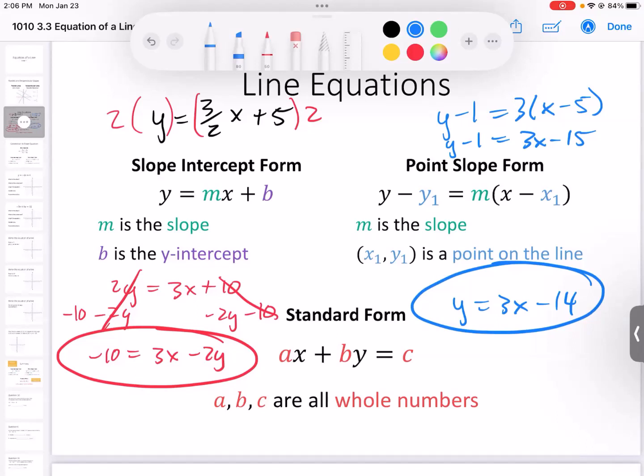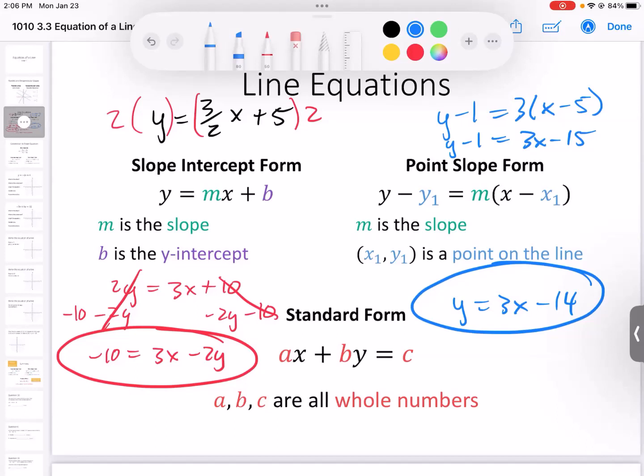So any line can be represented in any of the forms. You just kind of choose the form that ends up being the most useful. And in general, standard form is never going to be useful. So you'll basically just choose between those two. But sometimes they'll ask for the answer in standard form, so you'll have to convert it to that. Any questions on the formulas or anything?